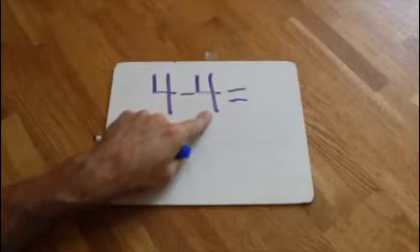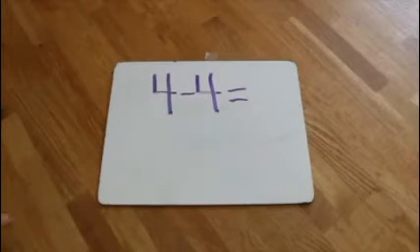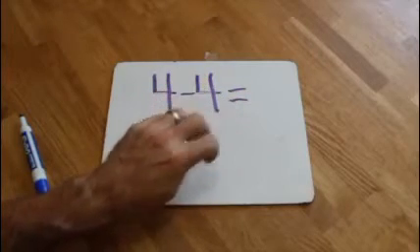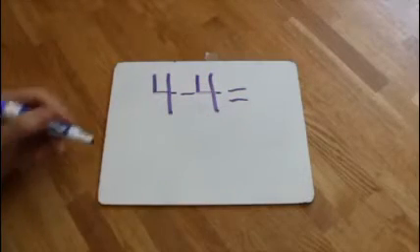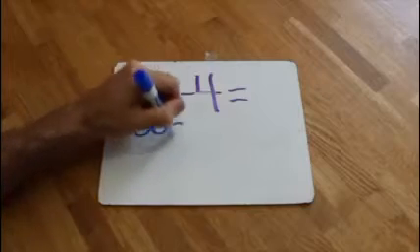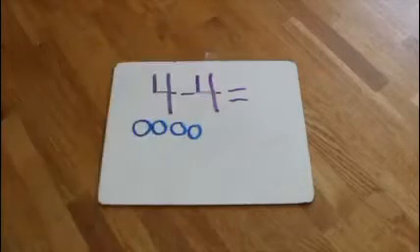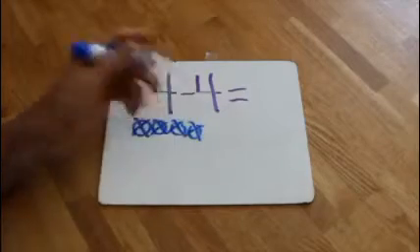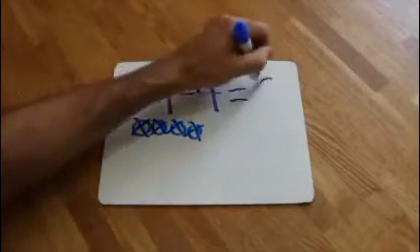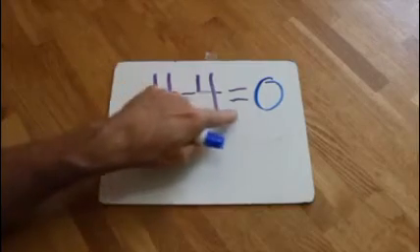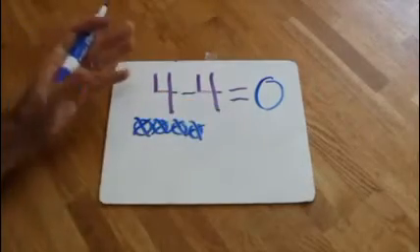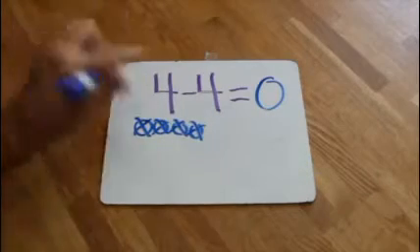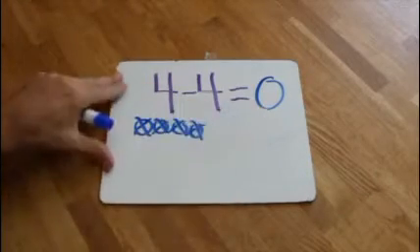Four minus 4 equals. Okay, mental math, fingers, or our pictures. Start with our 4. 1, 2, 3, 4. Minus means to take away. How many? 4. 1, 2, 3, 4. How many are left? 0. 4 minus 4 equals 0. Remember, if you take away the same number you started with, you're going to have nothing left. You're going to have 0 left.